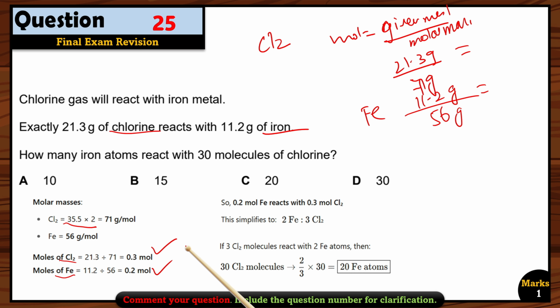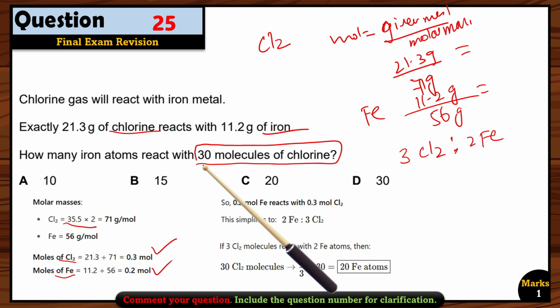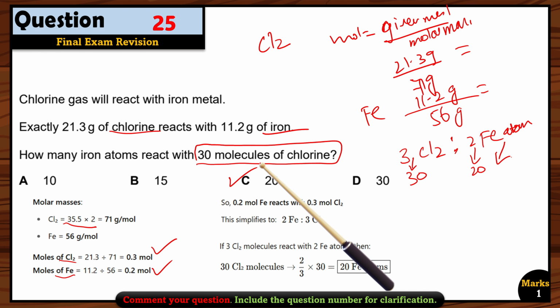So what does it mean? If you see the ratio, 3 chlorine moles will react with 2 iron atoms. That is the ratio. So here, if you have 30 molecules of chlorine, then how much iron you need is simple, 20. Sorry, not 20 molecules, 20 iron atoms, because iron is an atom. So you need 20 iron atoms. It's simple. So 20 is the right option. That is option C. Okay, so option C is the correct option.